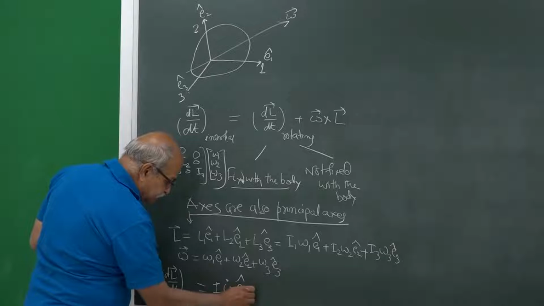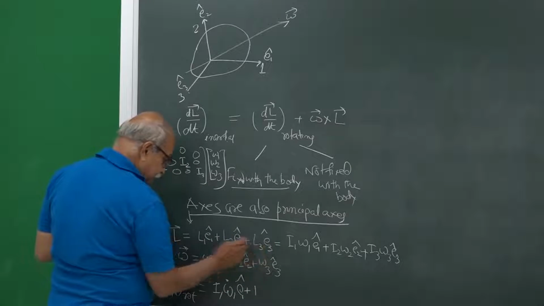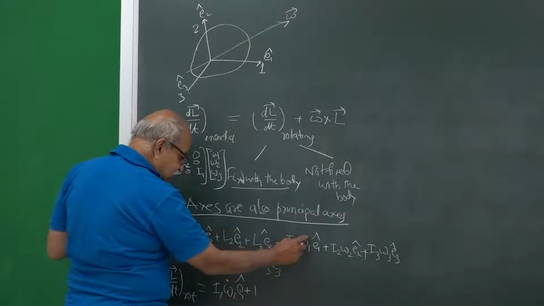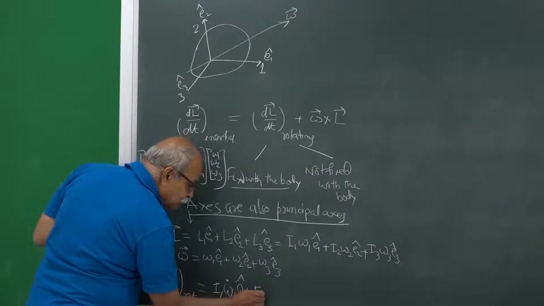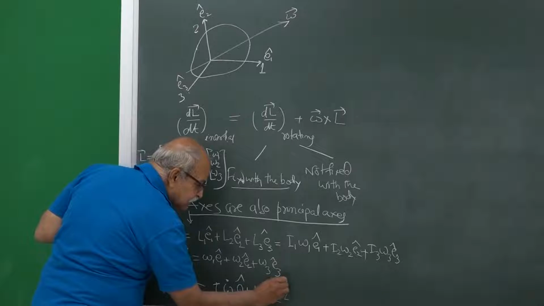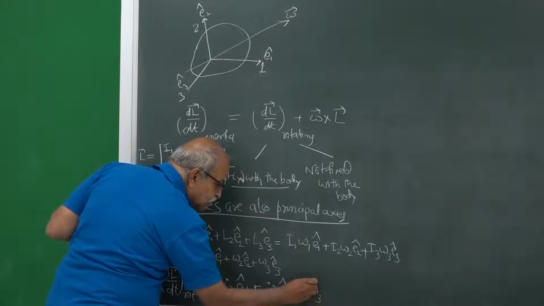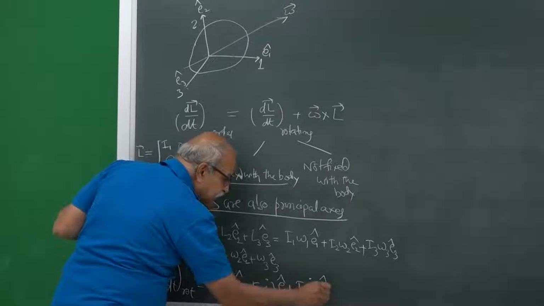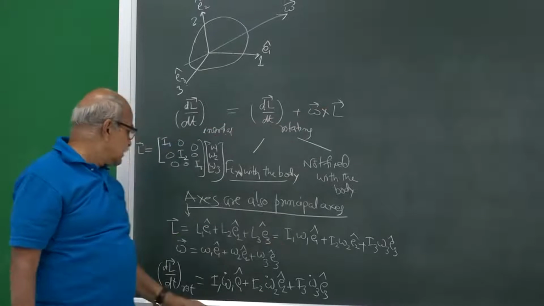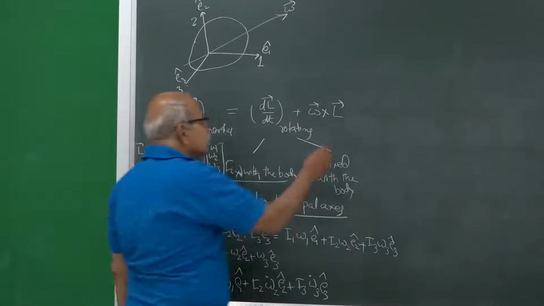E1 cap plus, here it is dL/dt. So this is dL/dt: I1 omega 1 dot E1 cap plus I2 omega 2 dot E2 cap plus I3 omega 3 dot E3 cap. This is the first term. And what is omega cross L? Here is omega, here is L. So what is omega cross L?